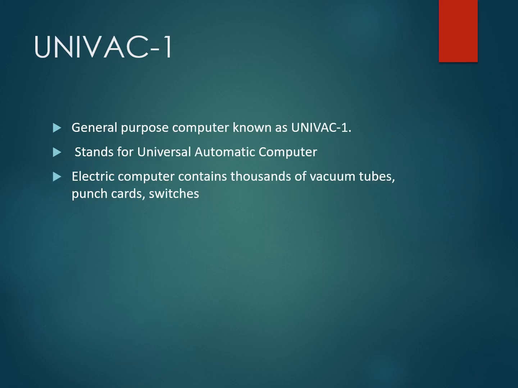UNIVAC 1 was developed by the developers of ENIAC in 1951. John Mauchly and J.P. Eckert developed a general purpose computer known as UNIVAC 1. UNIVAC stands for Universal Automatic Computer. Some of the features of UNIVAC 1 were: UNIVAC is an electrical computer. UNIVAC contains thousands of vacuum tubes, punch cards, and switches. It utilizes switches to input data and get output.